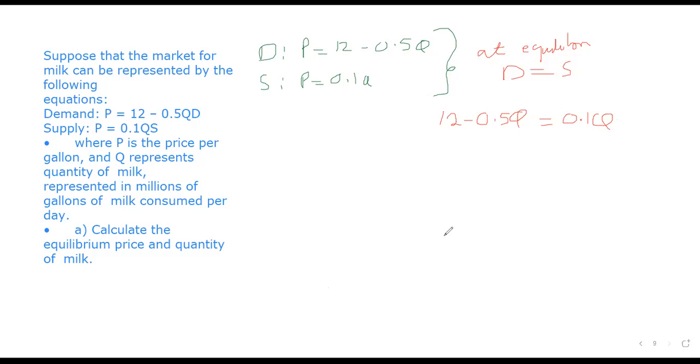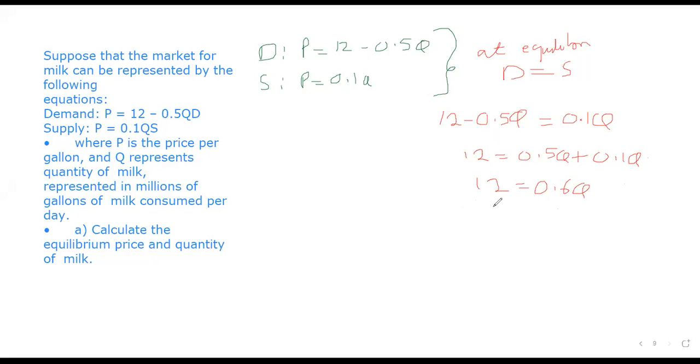So we put the letters on one side and the numbers on one side. Good, we rearrange them. So this 0.5 will go this side, and it becomes positive. Then the 0.1 is already positive. This side, we leave it as it is. So what are we going to have? 12 is equal to what? 0.6. 0.6, excellent. So how do we find Q?